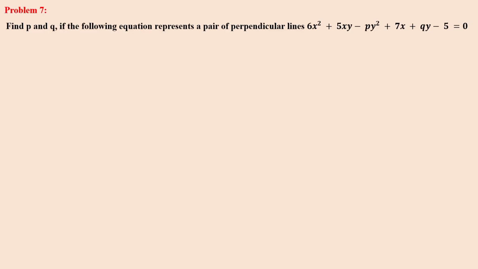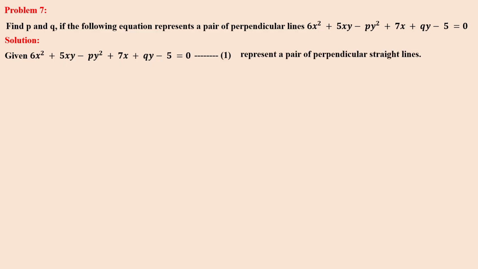Next problem. Find p and q if the following equation represents a pair of perpendicular lines: 6x² + 5xy − py² + 7x + qy − 5 = 0. Given equation 6x² + 5xy − py² + 7x + qy − 5 = 0, that is equation number 1, which is representing a pair of perpendicular straight lines, right? That is what they have given.